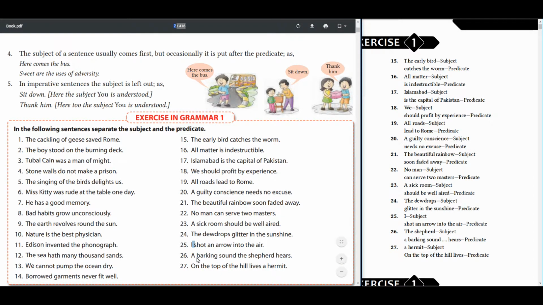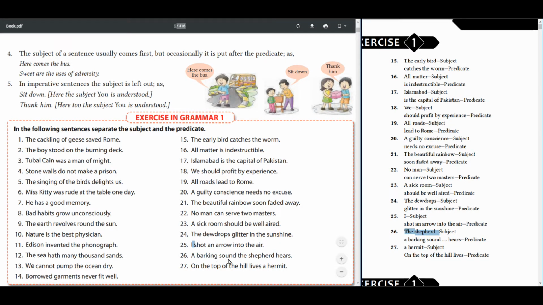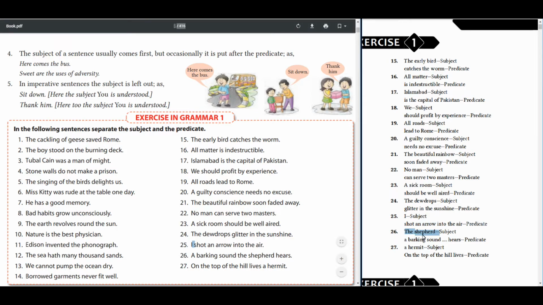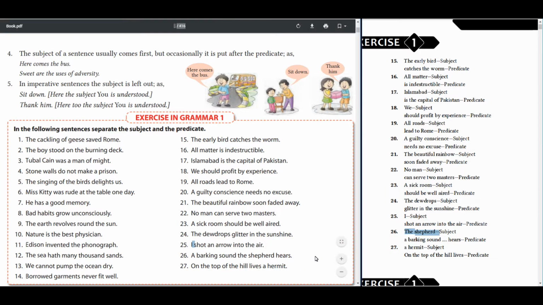A barking sound the shepherd hears. The shepherd is a subject. It's a little bit tricky. A barking sound the shepherd hears. So, the barking? No. The shepherd is a subject. And the rest of the sentence? A barking sound, and here is a prediction, is a predicate.